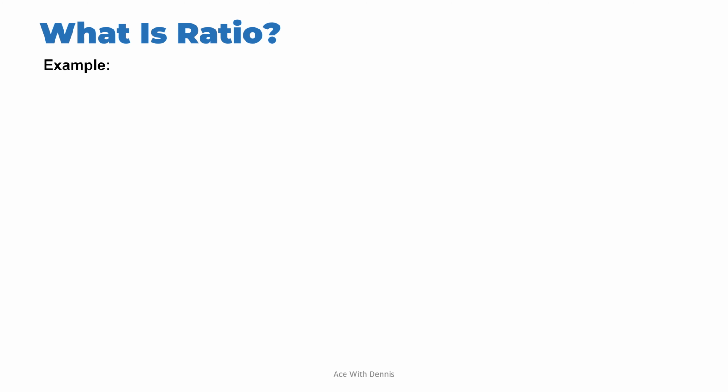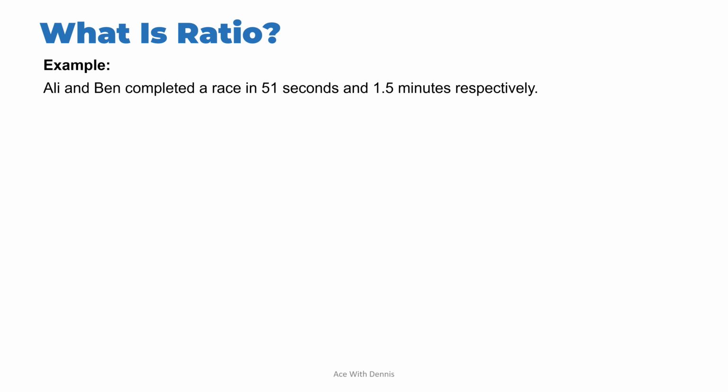Now, let's see another example here. Ali and Ben completed a race in 51 seconds and 1.5 minutes respectively. Find the ratio of Ali's time to Ben's time.